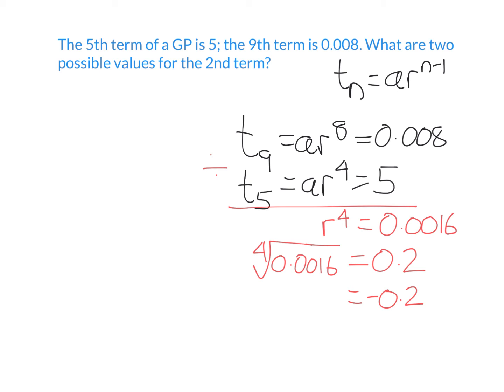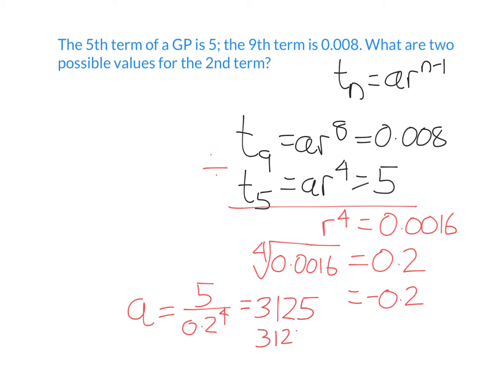So after we found r, we need to find a. It turns out in this question, both of these values of r will give the same value of a. So substituting this into this equation here, I would have that a is equal to 5 divided by r to the power of 4. See, 0.2 to the power of 4 and negative 0.2 to the power of 4 both equal that. So putting that on our calculator, a is 3125. So there are two possibilities for this sequence.